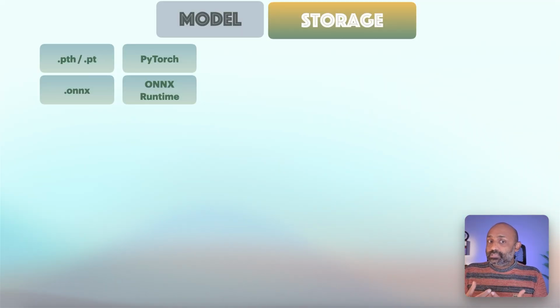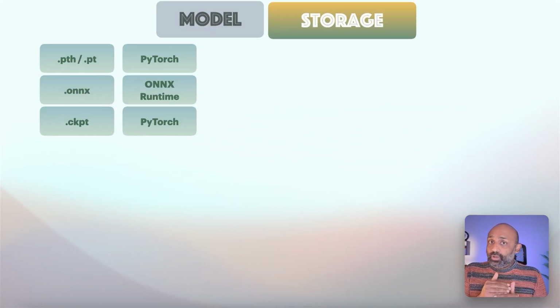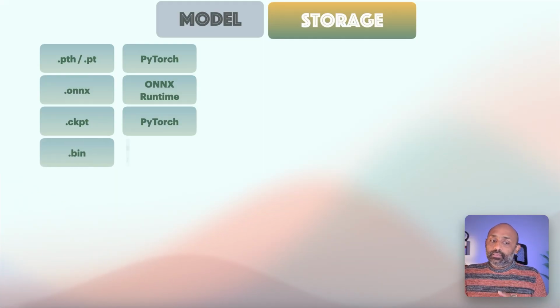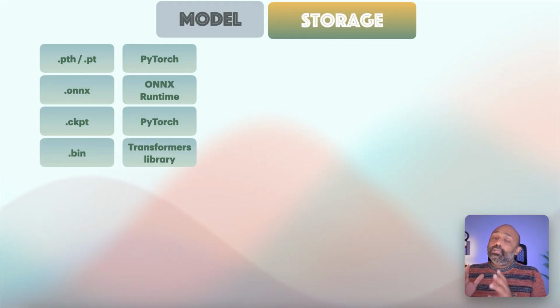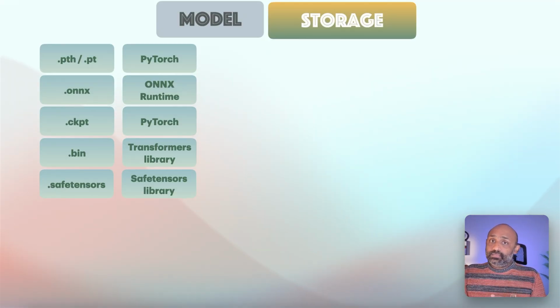When you use ONNX runtime to build a model, it generates the file in ONNX file format. And there is another PyTorch format, which is a checkpoint, like an intermediate storage point for the model. This is also generated using PyTorch. And then the Transformers library generally stores those weights and biases in the bin format. There is another very famous library called the SafeTensors library. When you train a model using the SafeTensors library, it stores the file as .safetensors.